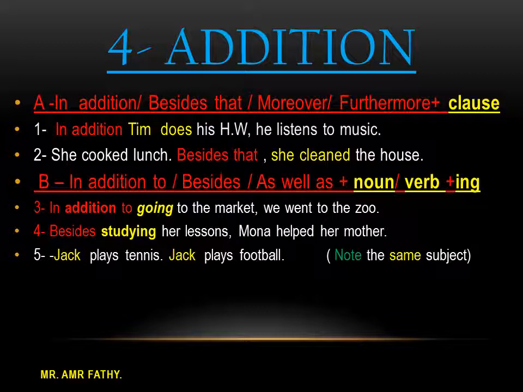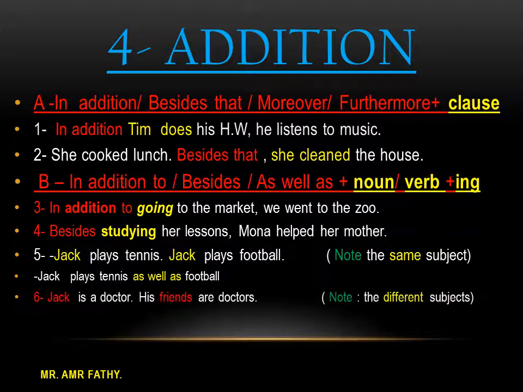Note here that it is the same subject, the subject is one, meaning Jack is Jack in both sentences. So how can I use as well as in this example? The sentence will be exactly like this, kids. Jack plays tennis as well as football. So we notice that we put as well as between tennis and football, and note that the subject here in the sentence is the same.